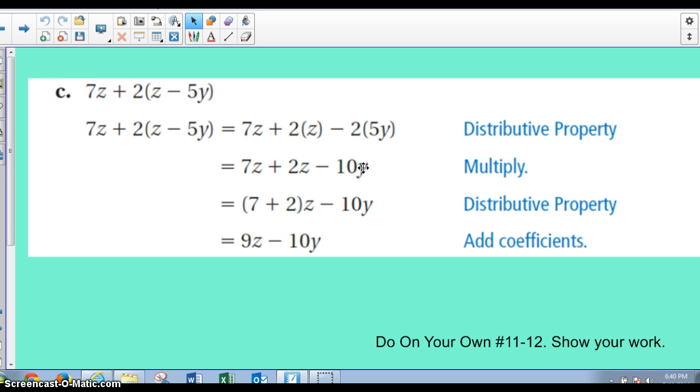Then they do the distributive property again. So now you have z, and you have 1z, 2 z's. So now you can do 7 plus 2 times z equals, or minus 10y. Little more confusing. You will have to use these examples when you're doing the on your own.